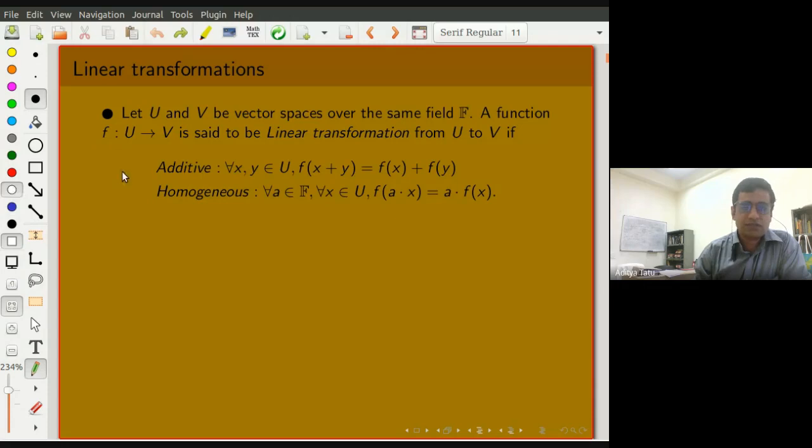Okay, so one is what is called additivity or additive. The second is what is called homogeneous or homogeneity. What does additivity mean? It means that if I pick any two arbitrary vectors x and y from my domain vector space U, then if I first add these two vectors in the domain vector space U, and then use the function f to obtain an element in the codomain vector space V, that must be the same as if I first individually map the elements x and y to the vector space V and then perform this addition in the vector space V.